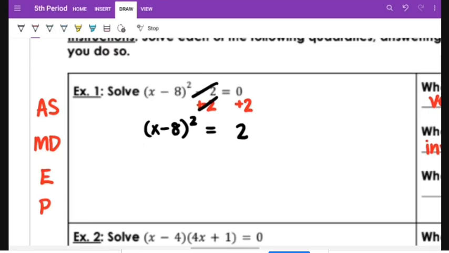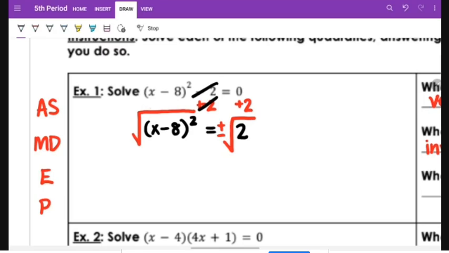A square root. Thank you, Chrislyn. So we're going to take the square root of both sides. Something weird happens here. Does anybody remember what it is? We get a plus and a minus answer. You get both the positive and the negative.